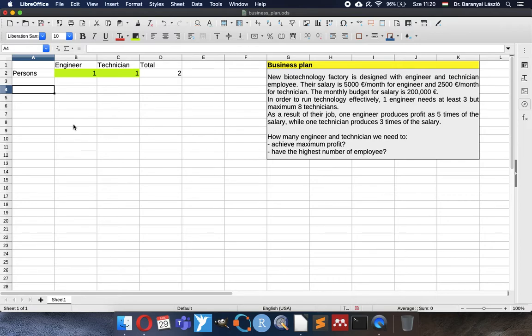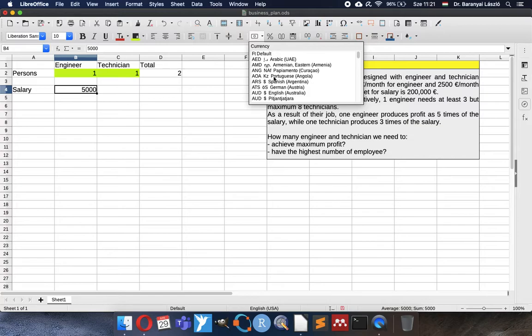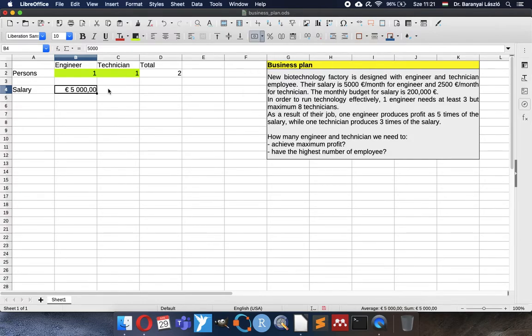Let's see how it works, for example, on salary. We know that an engineer will have 5,000 euro per month. It is a good salary. At least I like it. Now we will say it is euro. Oh no, I pressed E. And now I like that euro, for example. So that euro will be how we calculate. And 2,500 euro will be the technician salary.